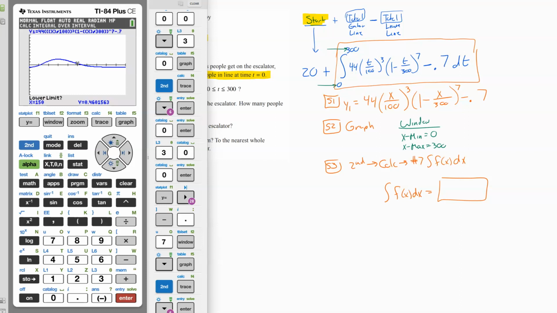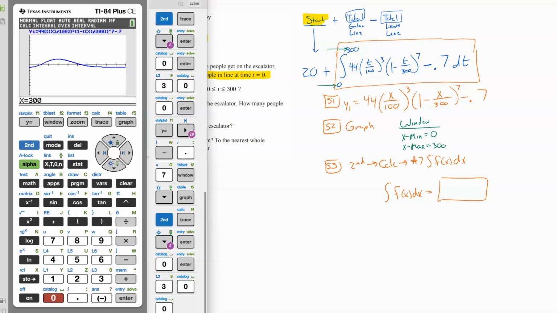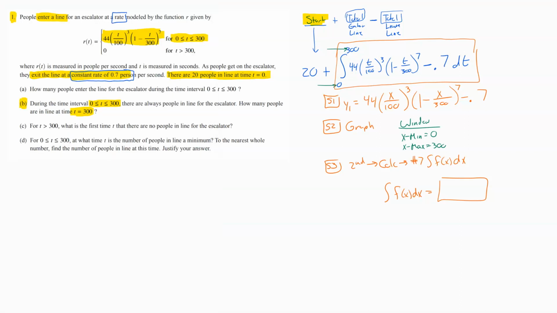The first question says, what's your lower limit? Well, the lower limit is our lower bound, so in this scenario, it would be 0. I type in 0, hit enter. It now wants the upper limit, so then I type in the upper limit, which is our upper bound, so 300, and hit enter. It shades it in, sort of relaxing to watch as it happens in the middle of the test. And then at the bottom of the screen, you can see that it says the integral of f of x dx is going to equal 60.